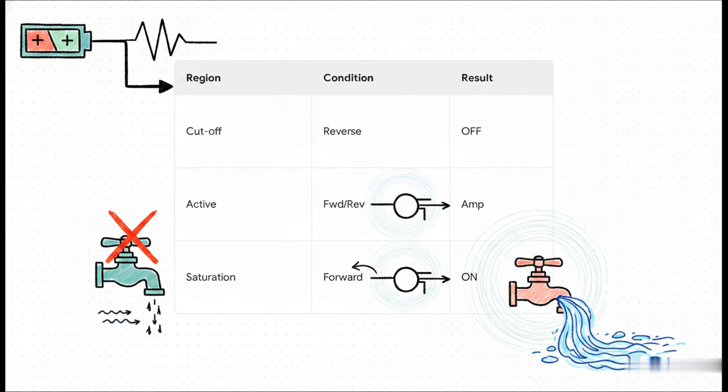Second, we have the active region. This happens when the emitter base is forward biased, but the collector base is reverse biased. This is the sweet spot where amplification occurs. And finally, the saturation region. If we forward bias both junctions, the transistor is fully on, giving us maximum current. The valve is wide open.